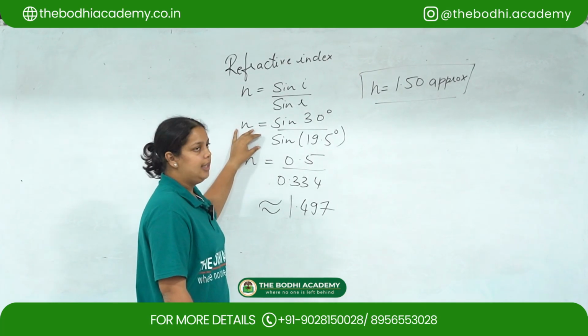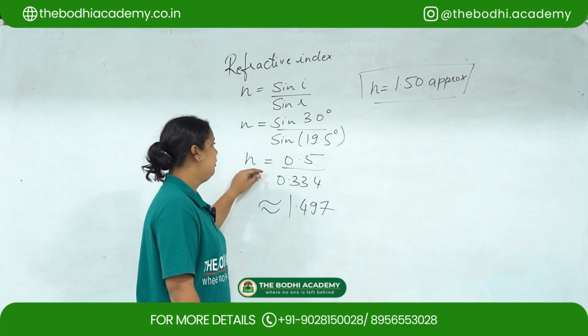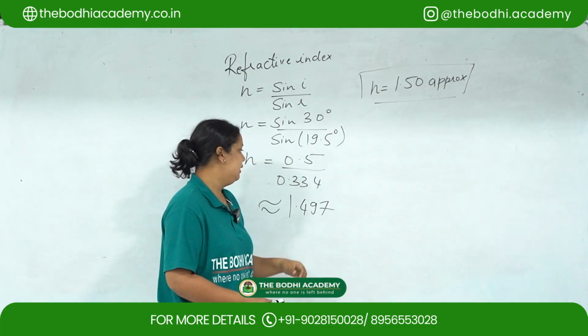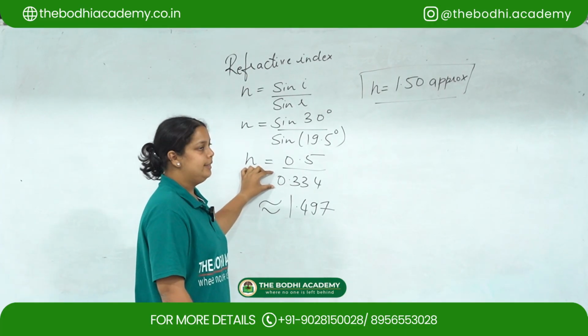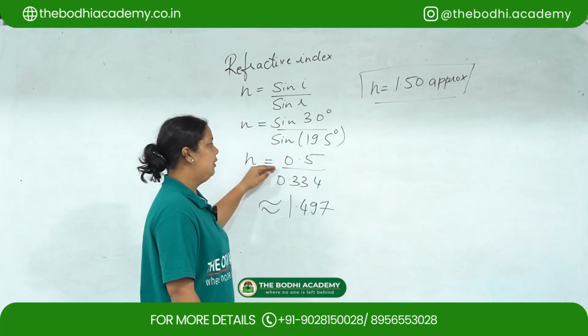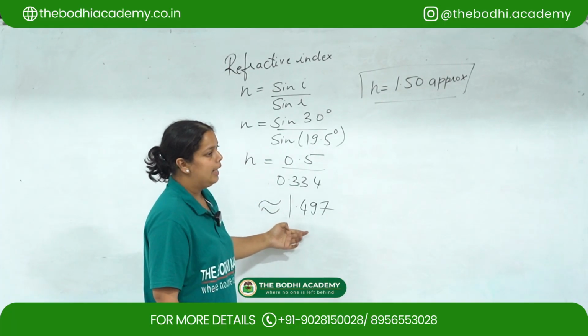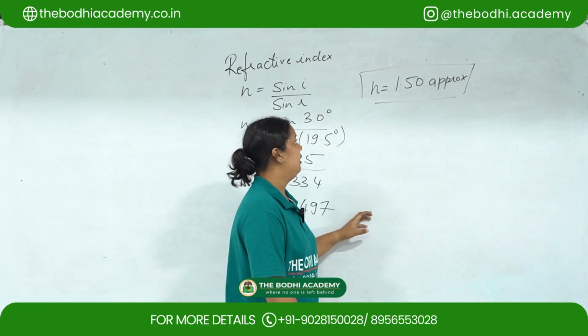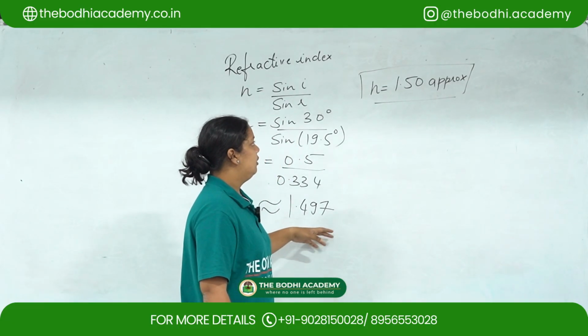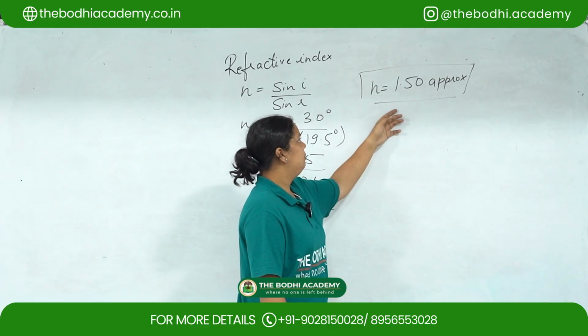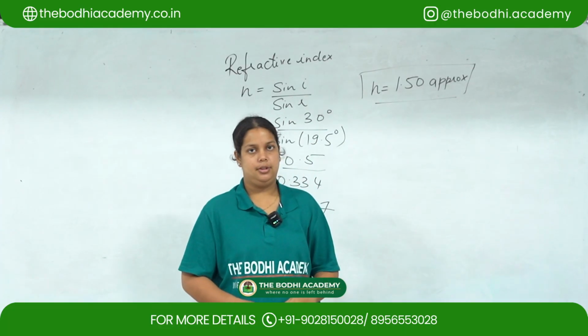Sine of 30 is half, that is 0.5, and sine of 19.5 is approximately 0.334. So dividing 0.5 by 0.334, we get 1.497 approximately. So we get 1.50 approximately.